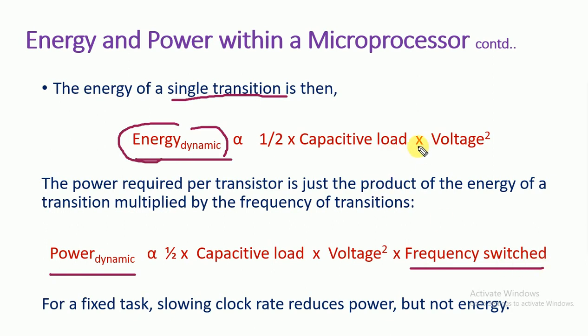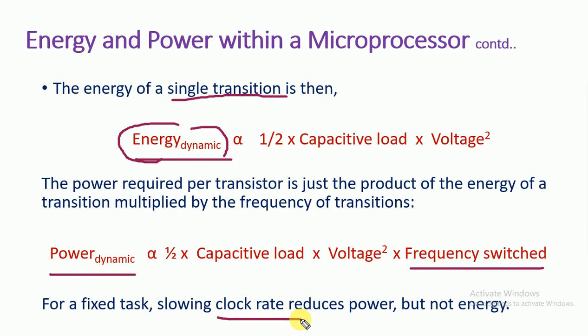So this is for a single switching, number of times. So what is the total requirement? Now it is converted into the dynamic power. And for a fixed task, slowing the clock rate reduces power. So if the task size is fixed, the processor is using the same task. Now if the task is the same, we can slow the clock rate, and that is how we are reducing the power.